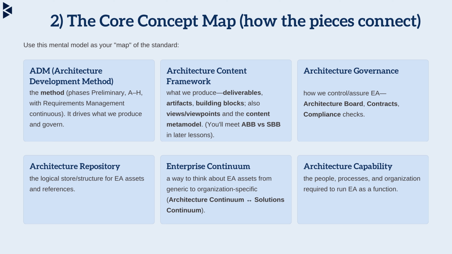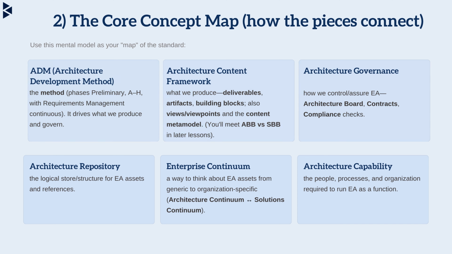Architecture Governance, which controls and assures architecture through boards, contracts, and compliance processes. The Architecture Repository, which is the logical store for architecture assets, standards, and reference models. The Enterprise Continuum, a conceptual model that lets us classify assets from generic to organization-specific, linking the architecture continuum with the solutions continuum. And finally, the Architecture Capability, which represents the people, processes, and organizational structures required to run enterprise architecture as a function. Each part feeds into the other, forming a complete ecosystem of method, content, governance, and capability.